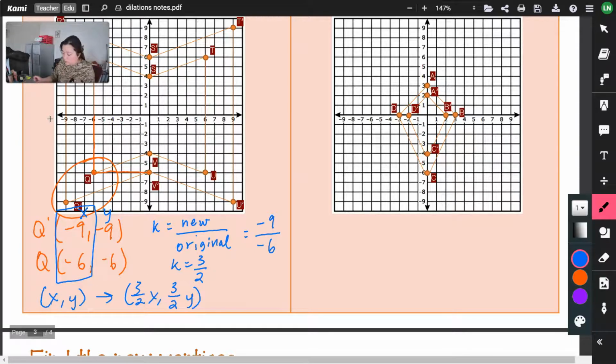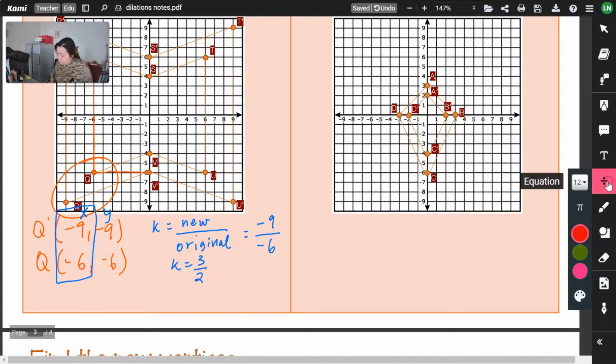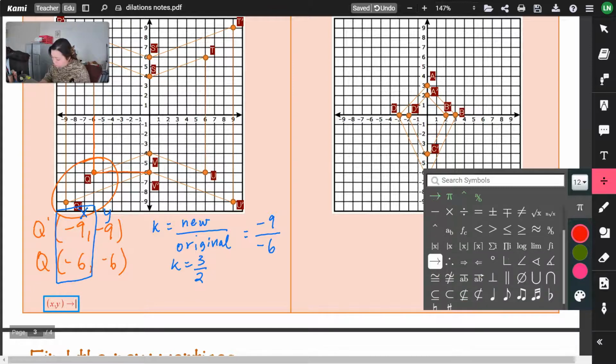And actually, I'm going to show you guys how to type this using the text tool as well, for those of you that don't really have a stylus. Here's the equation tool. So we have (x, y) becomes an arrow. We have the arrow right here. So this is 3/2. Here's the fraction button. So 3/2 x, comma, 3/2 y, close parentheses, and done.